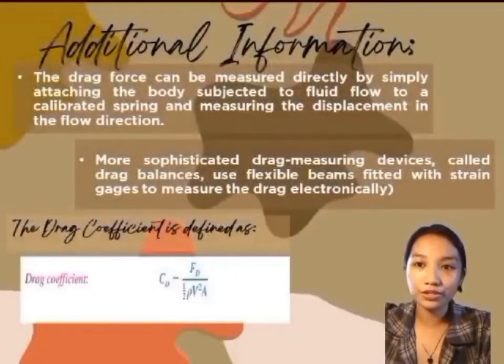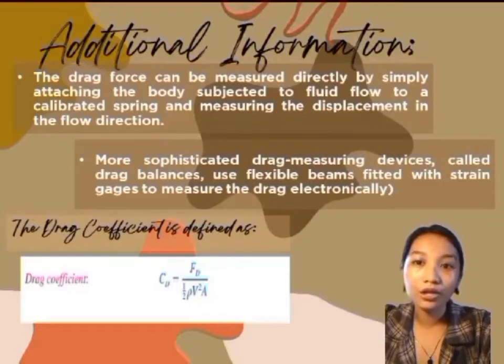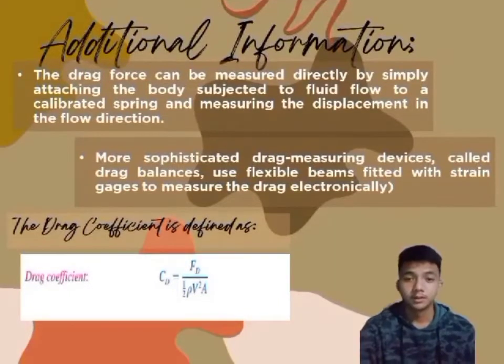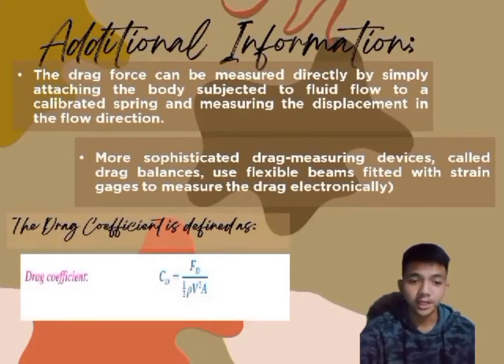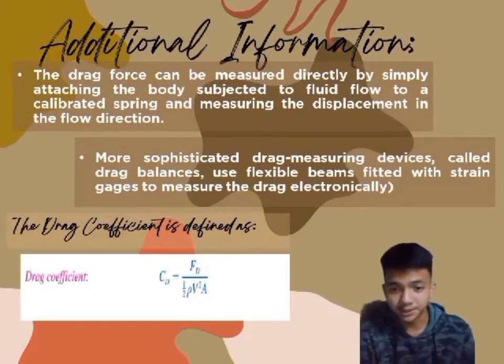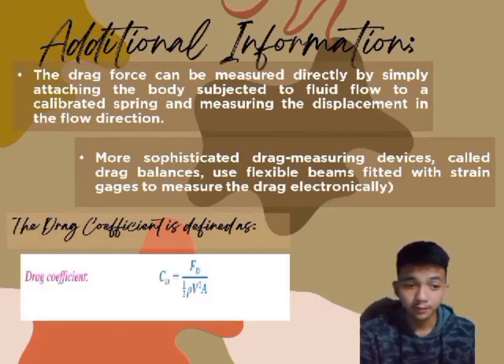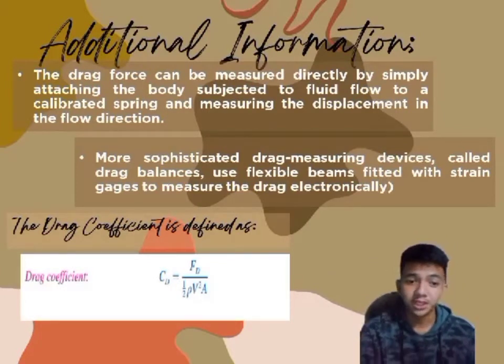Additional information. The drag force can be measured directly by simply attaching the body subjected to fluid flow to a calibrated spring and measuring the displacement in the flow direction. More sophisticated drag measuring devices called drag balances use flexible beams fitted with strain gauges to measure the drag electronically.